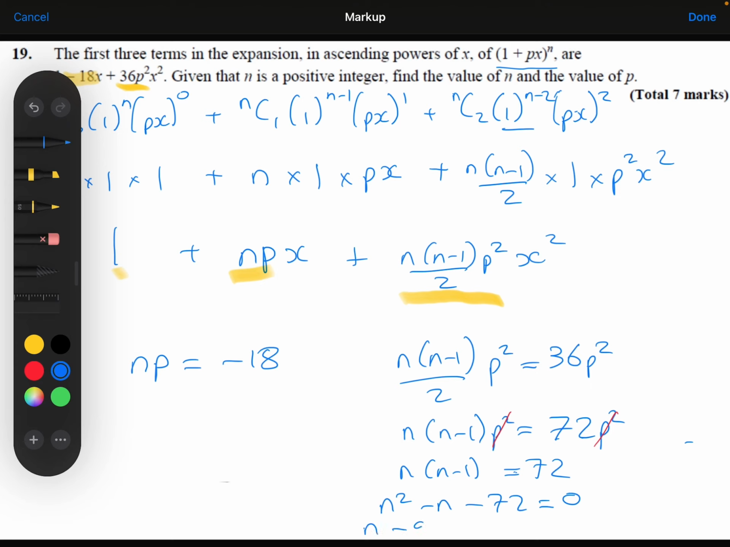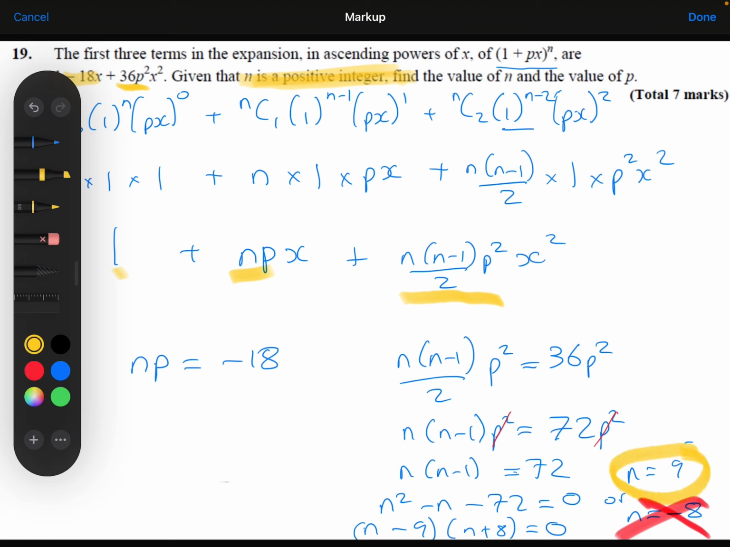Expand the bracket and make it equal to 0. Factorise. So either n is 9 or n equals minus 8. I was told in the question that n is positive, so I can ignore the negative answer. So n must be 9.